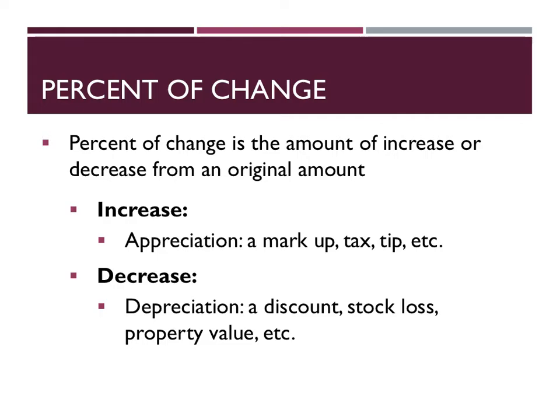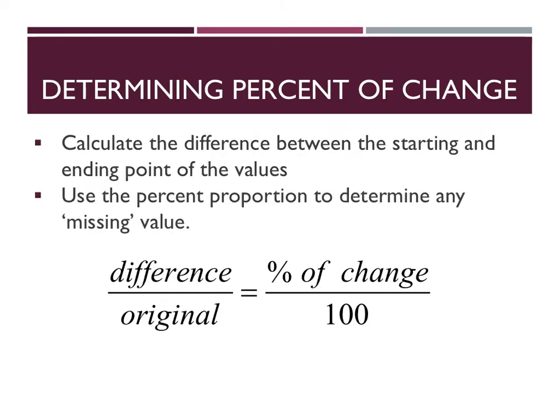So when we're looking at percent change, it is the amount of increase or decrease from an original amount. So increase would be things like marking up a price, tax, tip. Decrease would be a depreciation, so like a discount, a stock loss, a property value, etc. To calculate the difference between the starting and the ending points of the value, that's going to be your difference. And then you're going to use the percent proportion to determine any missing value. So it's going to be difference over your original equals percent of change over 100. Or again, you could flip this around and do percent over 100 equals the difference over the original.